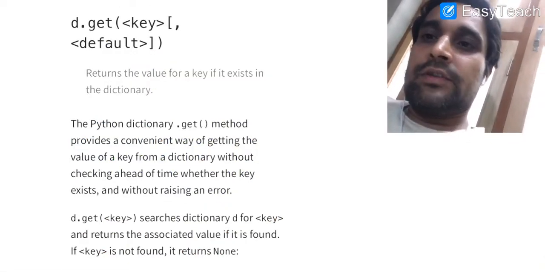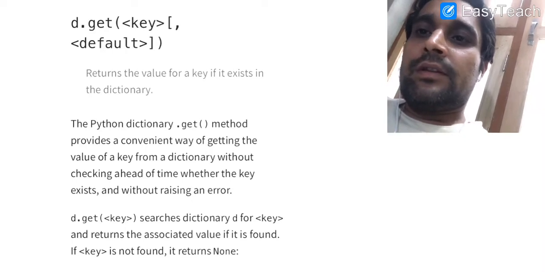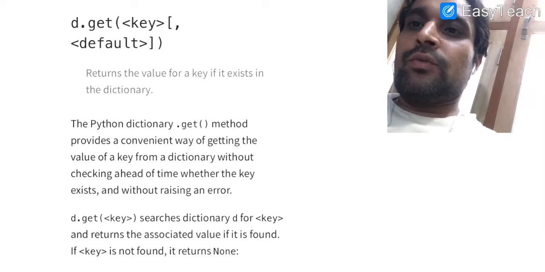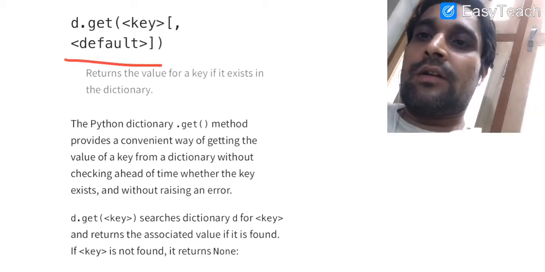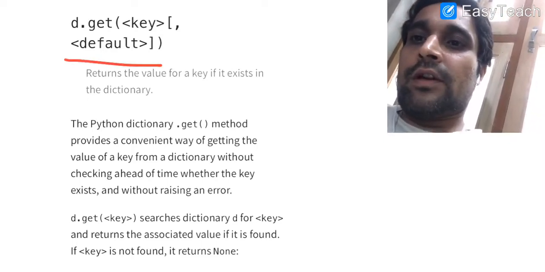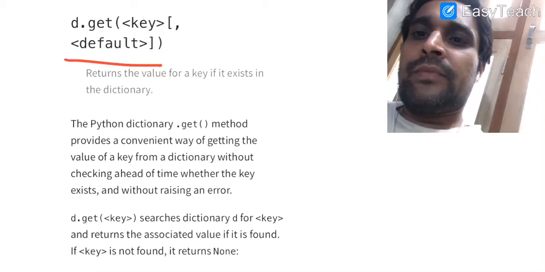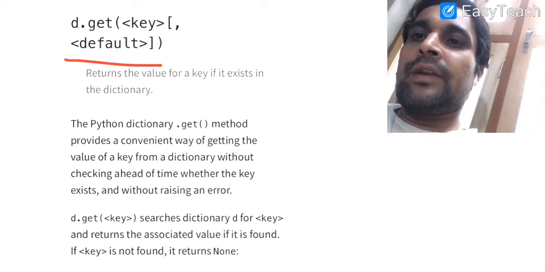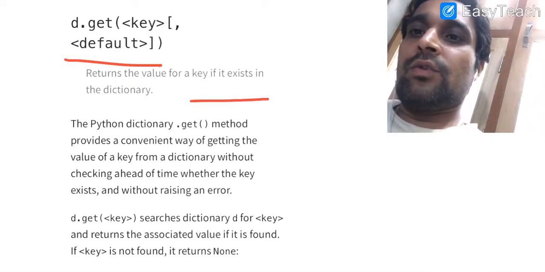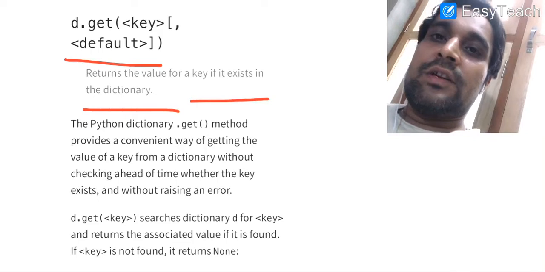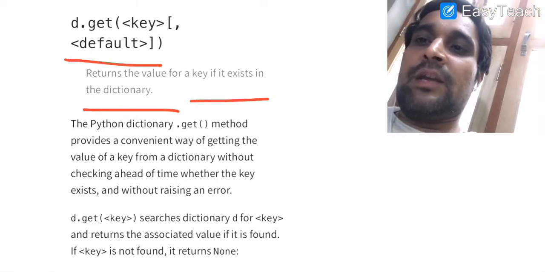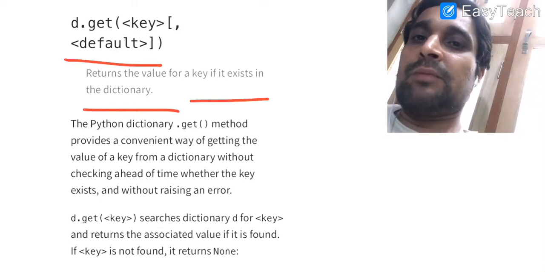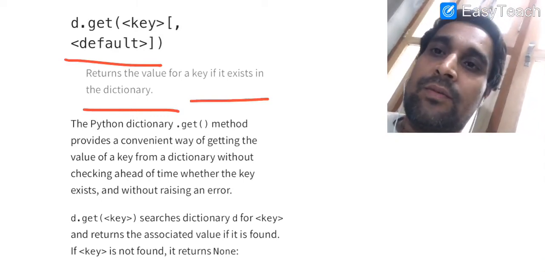The next function that we can use with a dictionary is the get function. This get function accepts two arguments. Of these two, the second argument is a default argument. The default argument value is None, and if you want to assign some other value instead of None, you can do that. The get function returns the value of a key if it exists in the dictionary. We write the name of the dictionary, dot, the name of the function, get. In parentheses we write the name of the key for which we want to obtain the value.